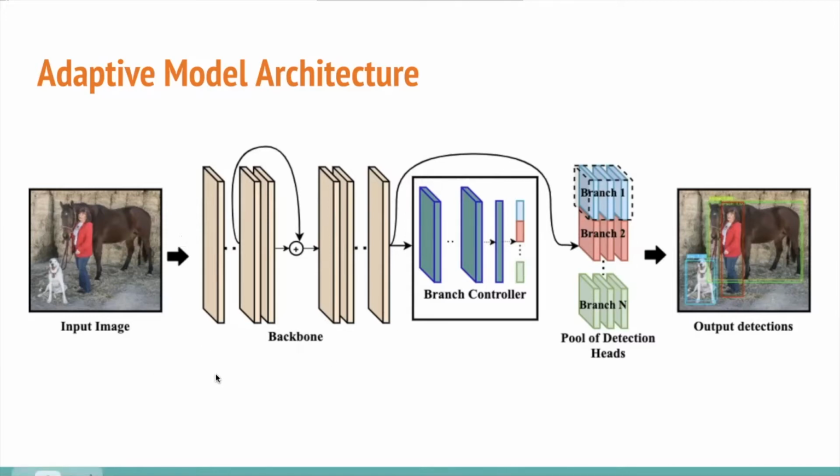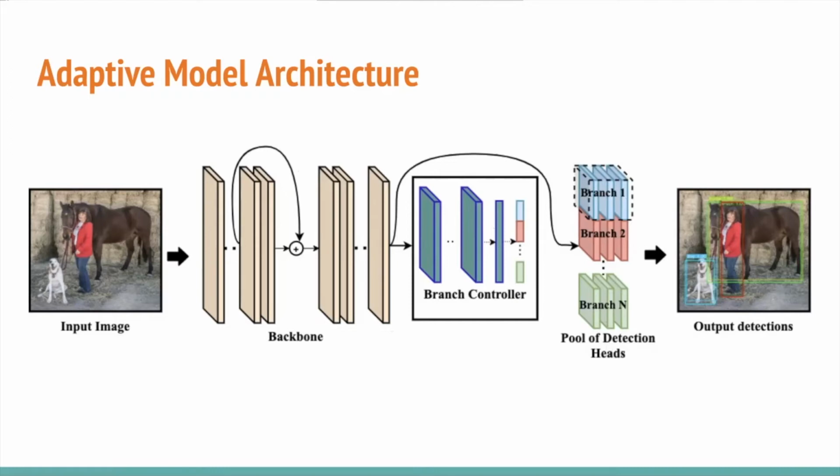For our adaptive architecture, we added a branch controller after the backbone, and we replaced the detection head with a pool of detection heads of smaller size. Each head is responsible for a different spatial context. And during runtime, the branch controller will choose which branch or branches to execute based on the spatial context of the input image.